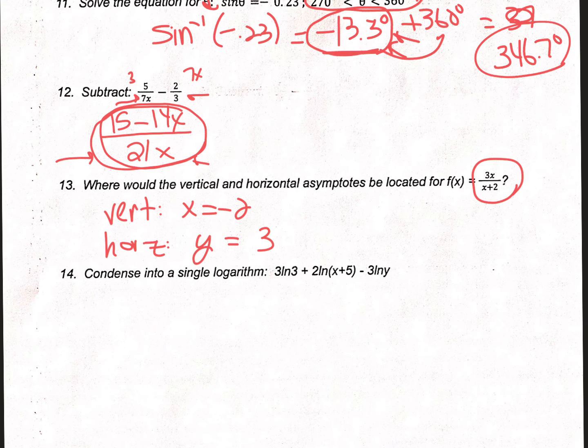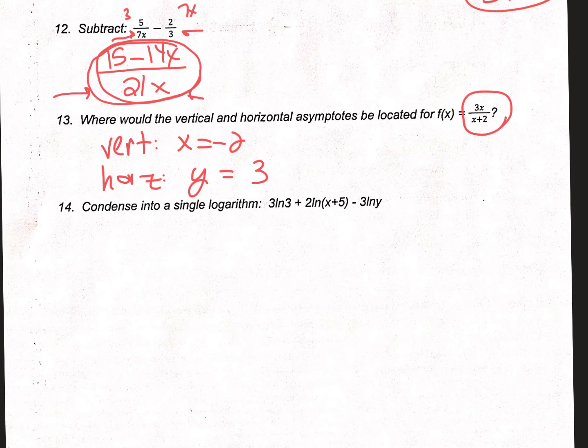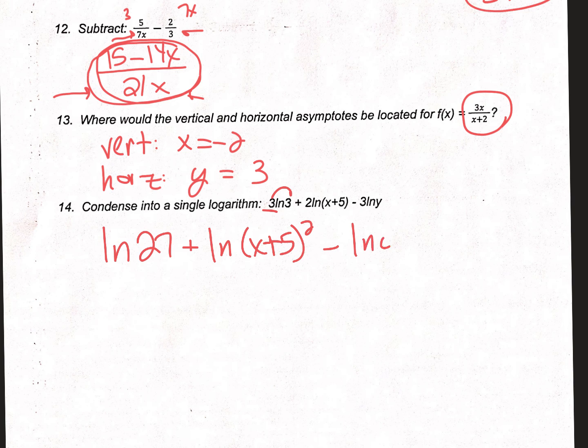Okay, and 14, the last one, condense into a single logarithm. The numbers in the front are the exponents. I'm going to take care of that first. So that's really 3 cubed, which is 27. That 2 in front of the second one makes the parentheses x plus 5 squared, and then the 3 in front of the last one is just y cubed.